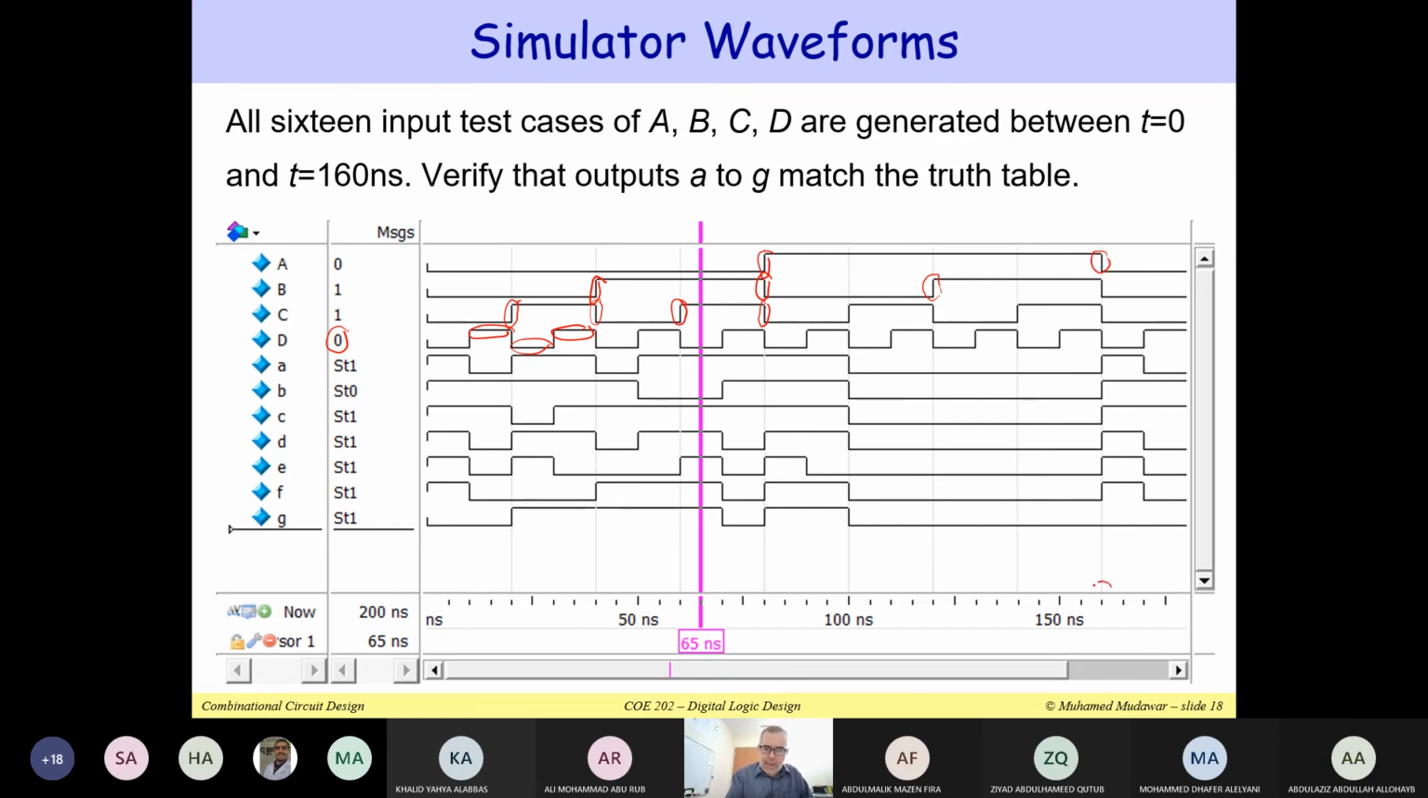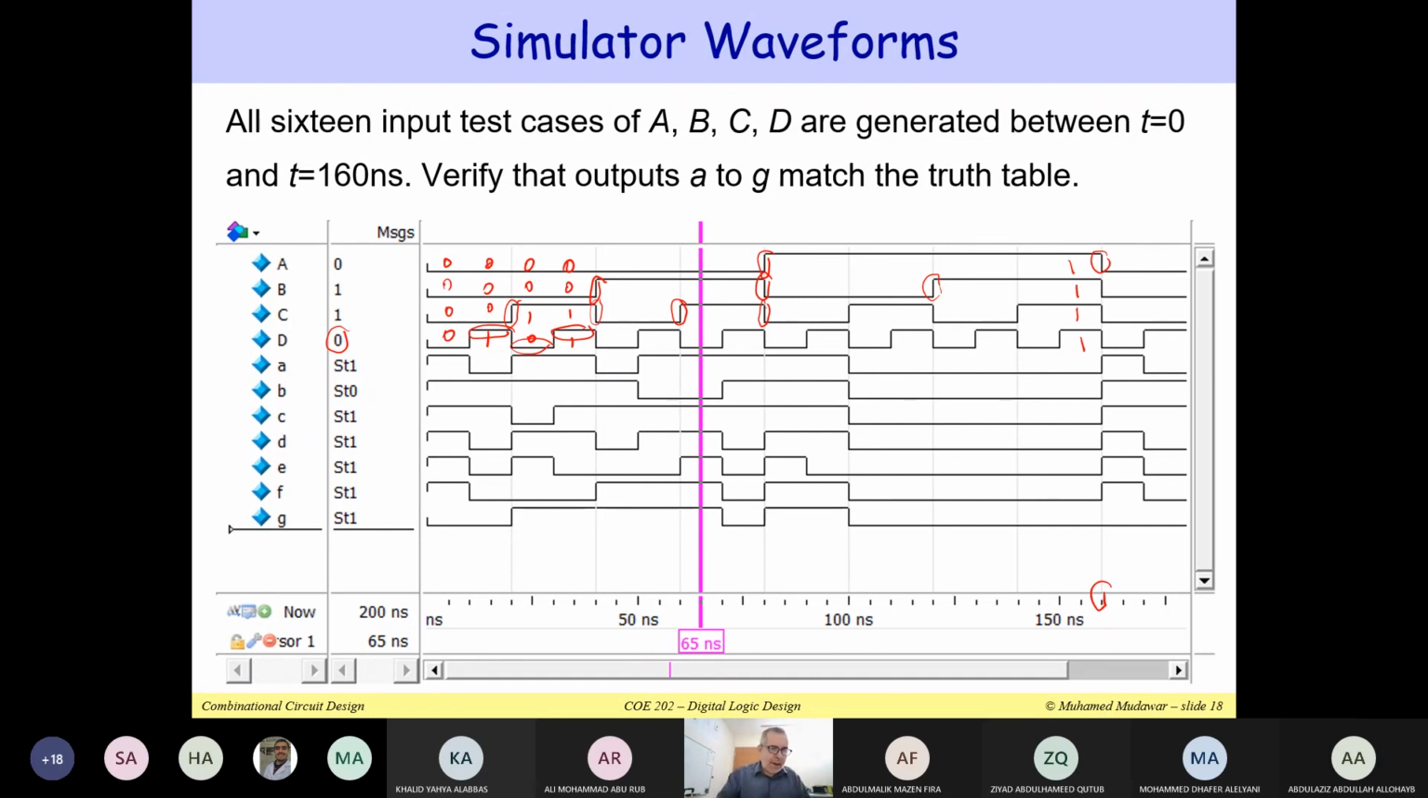So once we reach this time here, which is 160 nanoseconds, we have generated all the 16 cases. So notice that initially we have 0, 0, 0, 0. Then we have 0, 0, 0, 1. Then we have 0, 0, 1, 0. Then we have 0, 0, 1, 1. So at the end here, we get 1, 1, 1, 1. So this way, we have generated all the 16 test cases.